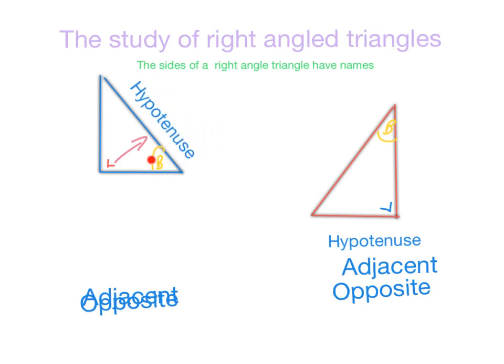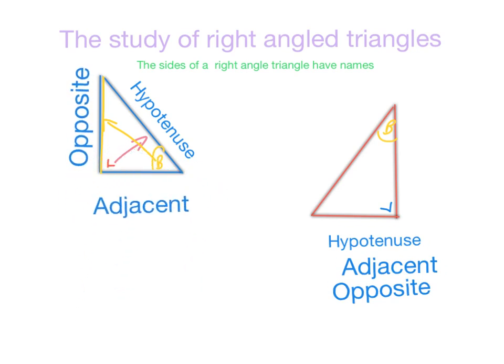Then next thing is I look to my given angle. So here's my given angle, and opposite the given angle would be this side here. So that becomes opposite. And I'm left with adjacent.